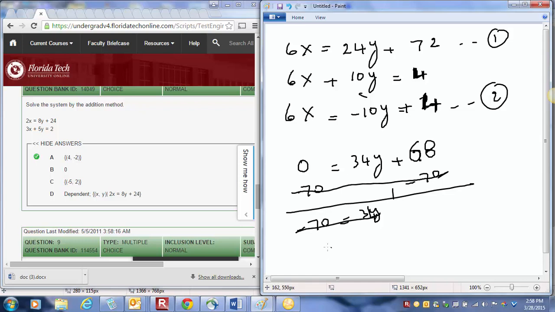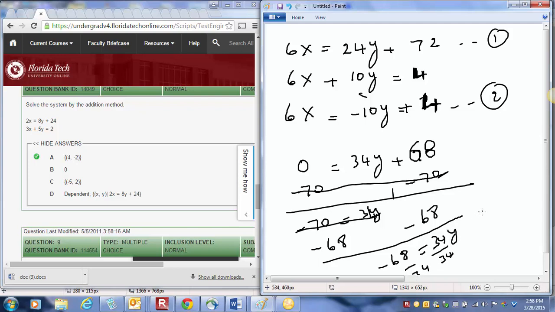So if you subtract 68 from both sides, you will end up with negative 68 equals 34y. Divide both sides by 34. And 68 over 34 is 2. That means y equals negative 2. So we found y. Let's go back and substitute in one of them. If you substitute here, that would be negative 20. Move it to the other side would be 20. 20 plus 4, 24. 24 divided by 6 is 4. So x would be 4 and y would be negative 2. So that would be the answer.